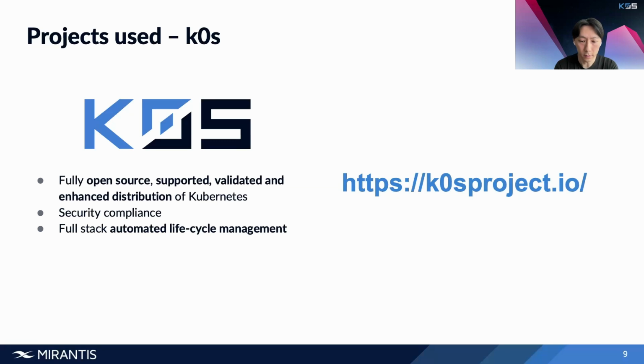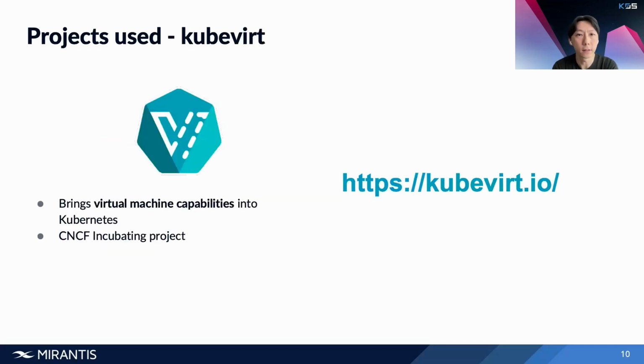An additional project that we just released pretty soon, I haven't actually put on the slide over here, is called Cosmotron. That's k0smotron. It actually helps us with deploying k0s as well. So do feel free to check that out. And then, of course, the main thing that makes virtual machines work within the Kubernetes environment is KubeVirt. That's kubevirt.io. It brings our virtual machine capabilities into Kubernetes, and it is a CNCF incubating project. So it's been around for a bit.